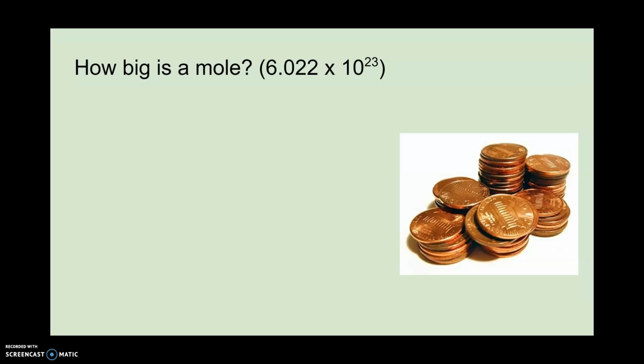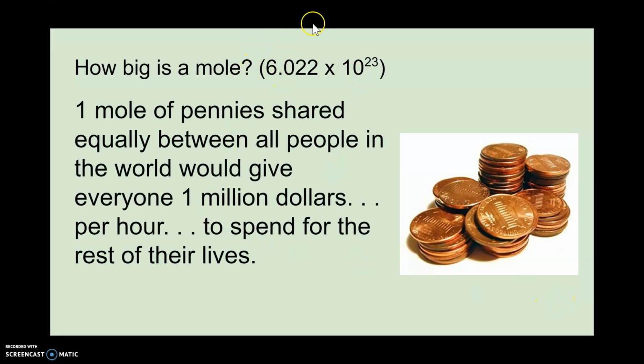These are really hard for me to imagine. And so I mean, this helps to understand how big it is, but it's still really hard for me to imagine. So hopefully it's not as hard for you. So if we had 1 mole of pennies and we shared that equally between all the people in the world, and I think right now we have 8 billion people, it would give everyone $1 million per hour to spend for the rest of our lives. That's how much a mole is. I think that is absolutely insane. I think milk would go up to, like, what do you think? $1,000? Probably more than that, right? Probably $1 million. I don't know.